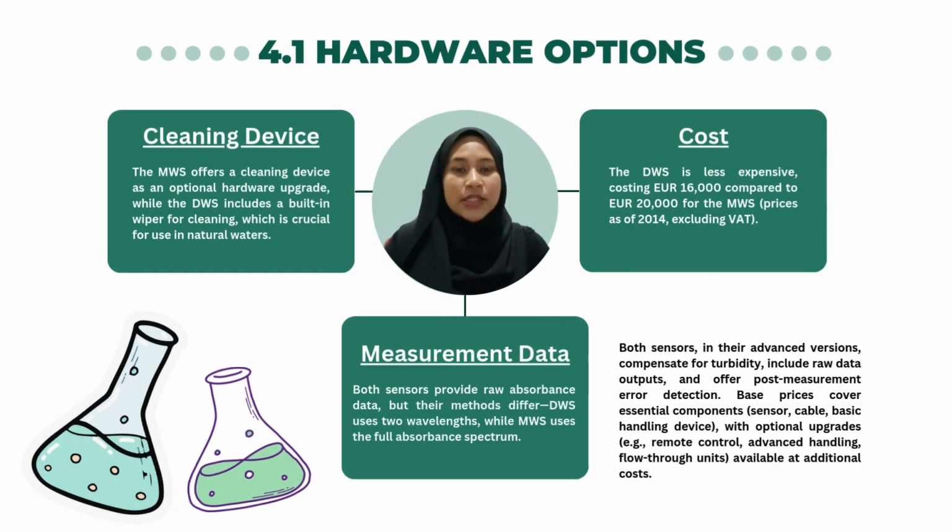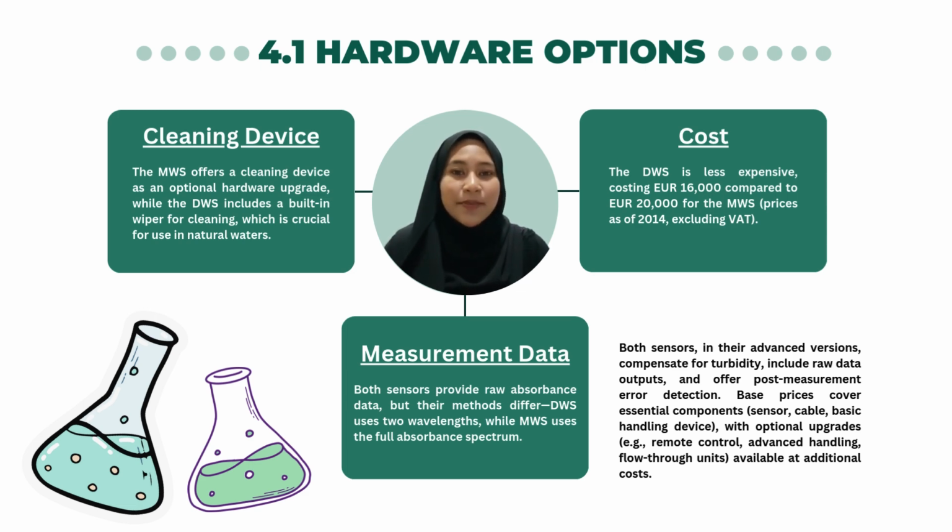Differences between both sensors, despite the measurement method, include the cleaning device. The multiple wavelength spectrophotometer offers a cleaning device as an optional hardware update, while the double wavelength spectrophotometer includes a built-in wiper for cleaning, which is crucial for use in natural water. Meanwhile, for cost, the double wavelength spectrophotometer is less expensive compared to the multiple wavelength spectrophotometer.